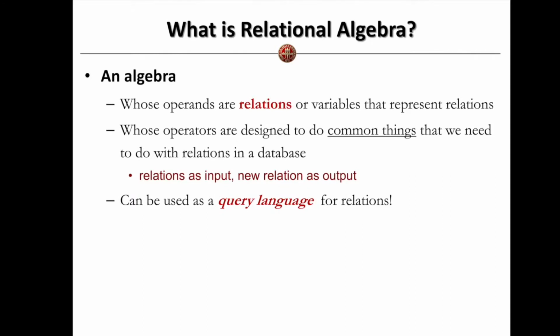So we have mentioned that in the relational algebra, all the operands we have are relations or variables which represent relations. Relation is the only operand we have in the relational algebra. And all the operators work on relations and also generate new relations. The operators are designed to do some common things, which are common queries we need to deal with relations in our database systems. So in other words, for the operators to be introduced in this section, relations will be their input and new relations will be their output. Okay, and this relational algebra can serve as a query language for all the relations from a theoretical perspective.